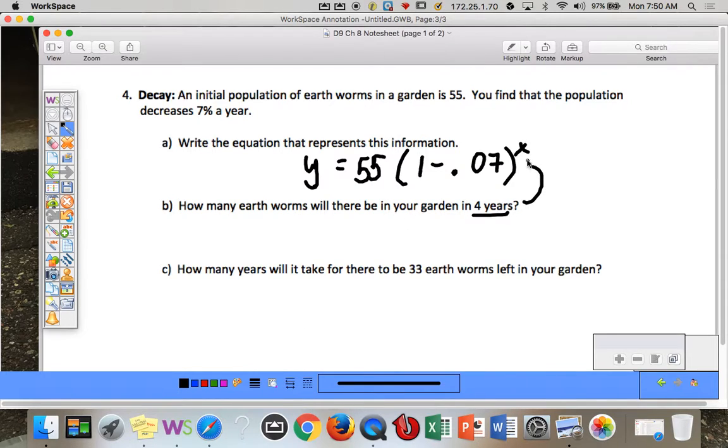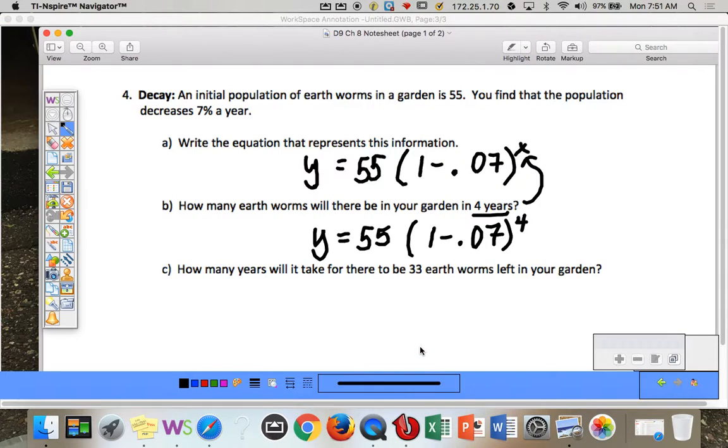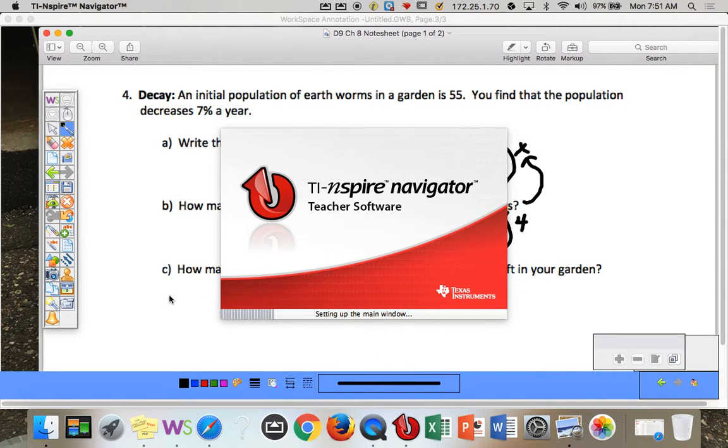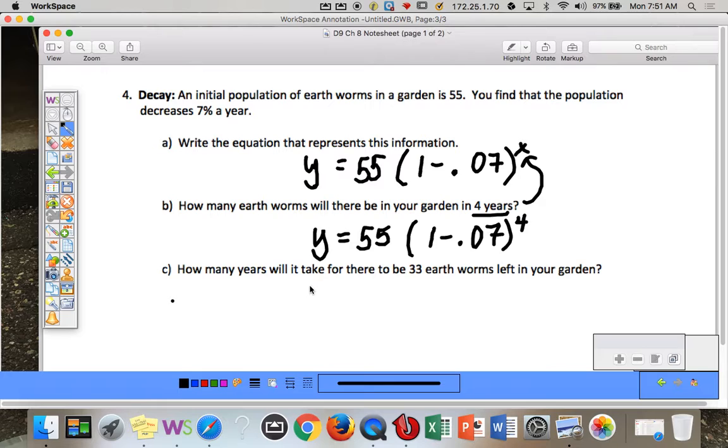Well, that's time. You're going to plug that in for x. So y equals 55 times 1 minus 0.07 to the 4th for 4 years. And then you're going to type that in. So I'll pop up my calculator and type that in. Let's write C while we wait. How many years will it take for there to be 33 earthworms in your garden?